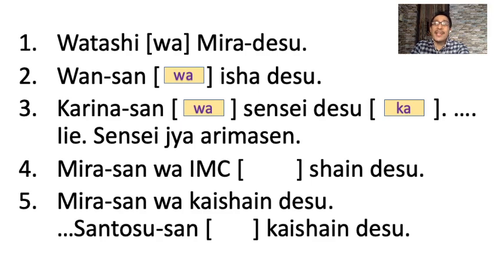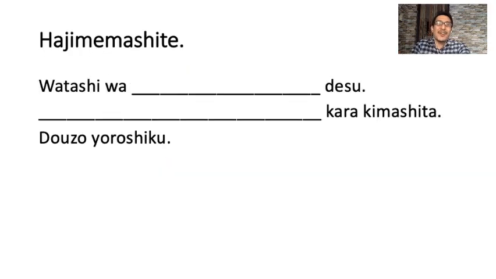The fourth one, Mira sang wa IMC no shain desu. Correct. No. And the last one is mo. Mira sang wa kaishain desu. Santu sang wa kaishain desu ka? Did you get the perfect score? Sugoi desu ne. If you didn't get the perfect score, you can change your answers to make them correct. Naoshite kudasai. Dozo. Okay. Thank you so much.